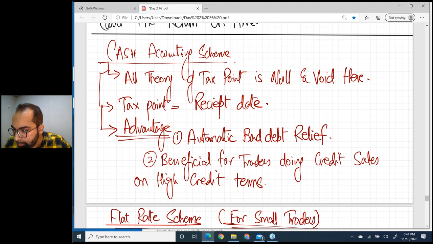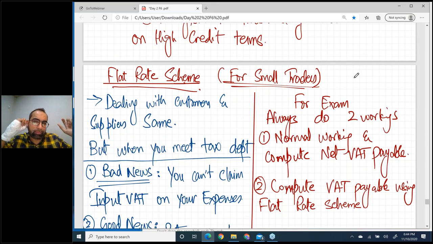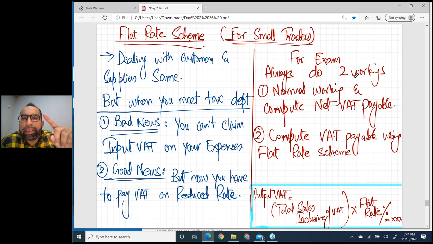Okay, now one thing I forgot to tell you, for cash accounting scheme, the limits of 1.35 million and 1.6 million are the same. So the limits for cash accounting scheme and annual accounting scheme are exactly the same. Okay.